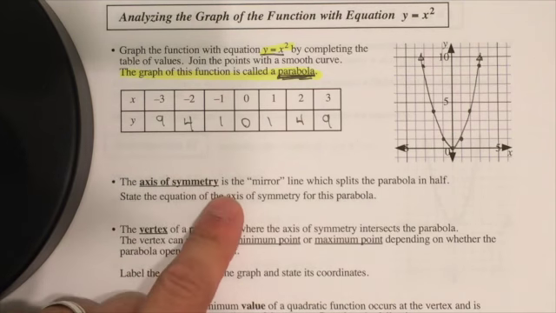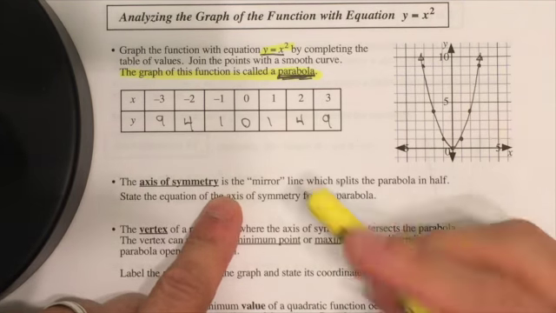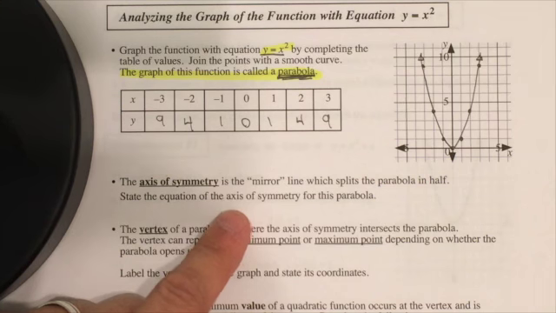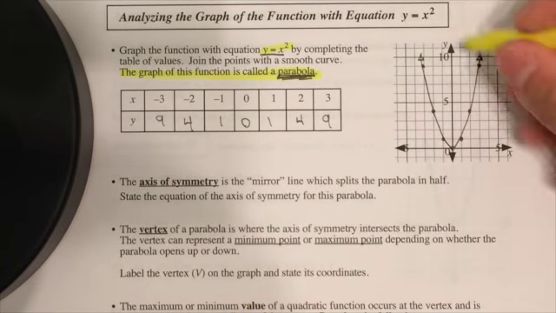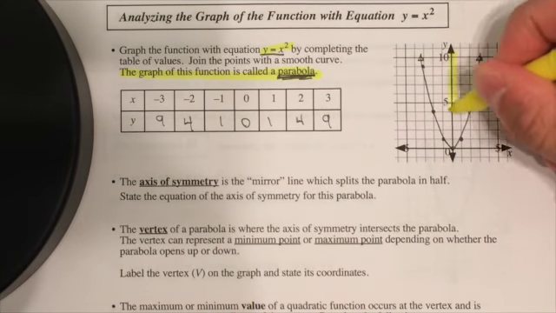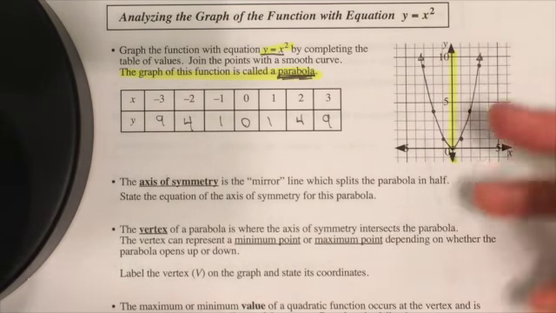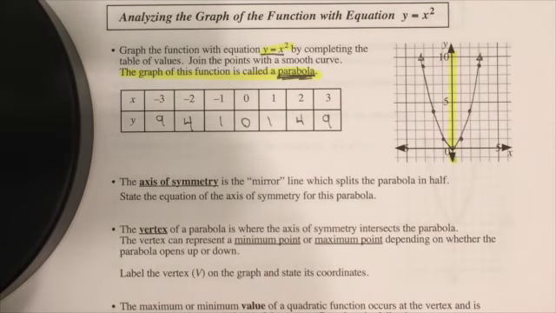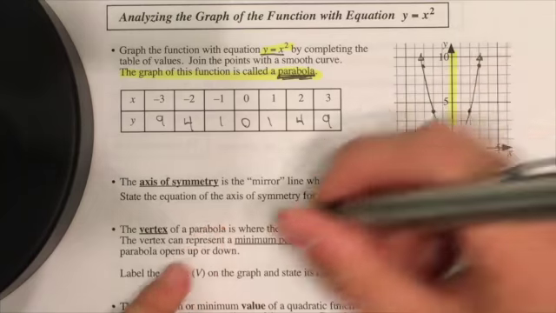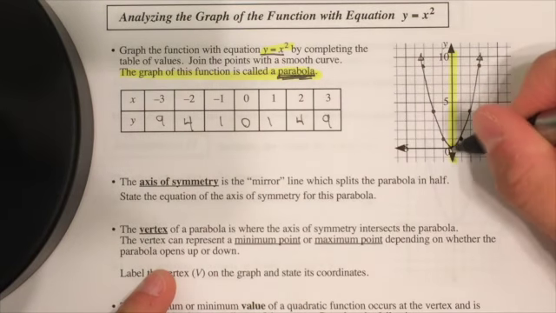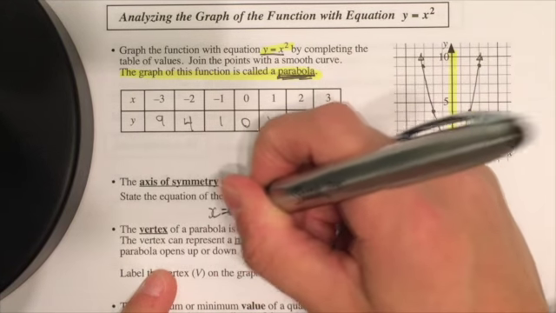Okay, so the axis of symmetry is the mirror line which splits the parabola in half. In this case, our axis of symmetry would be right here. If we cut the parabola in half along this line, we would have both halves of the parabola, essentially. And so that's our axis of symmetry, and in this case, it is x = 0.